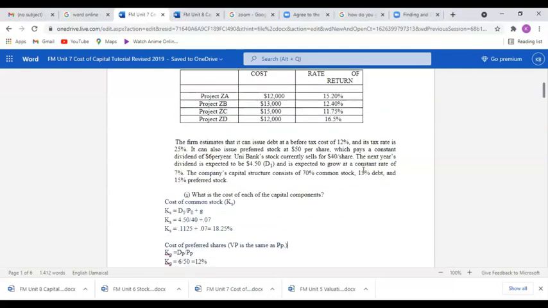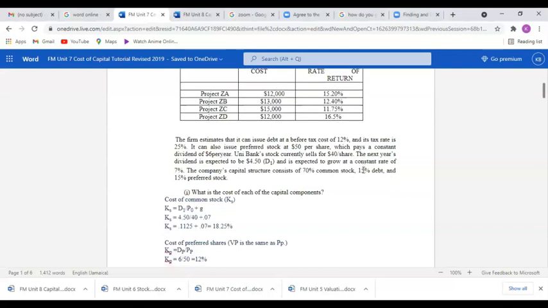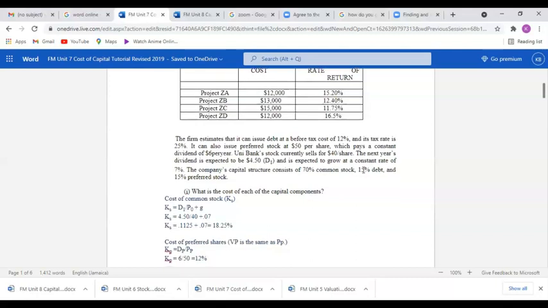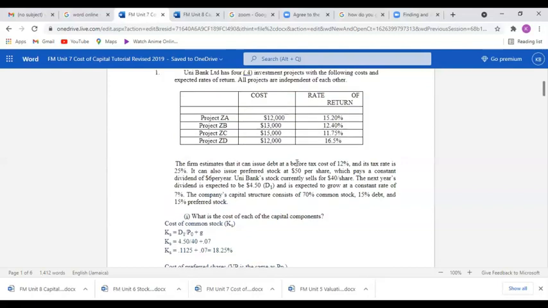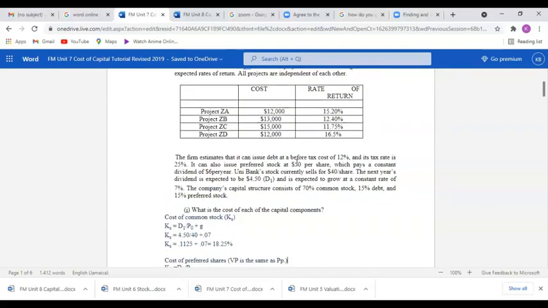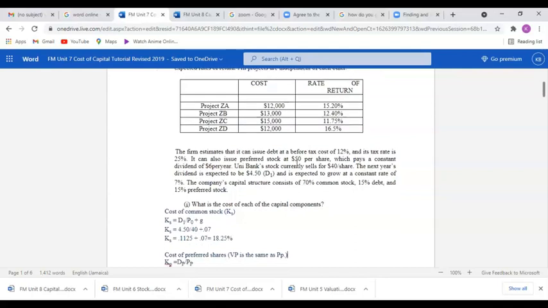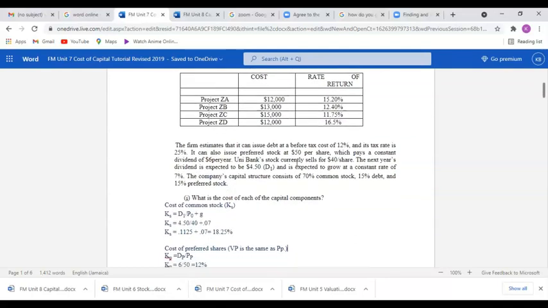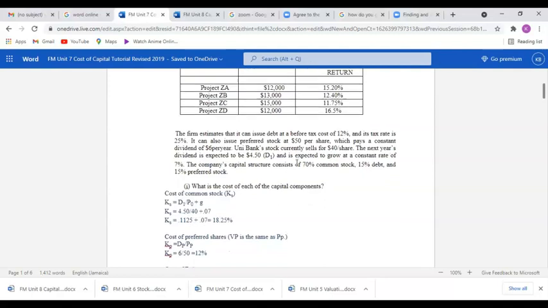The firm estimates that it can issue debt at a before tax cost of 12%, and its tax rate is 25%. It can also issue preferred stock at $50 per share, which pays a constant dividend of $6 per year. Unibank stock currently sells for $40 per share. The next year's dividend is expected to be $4.50 and is expected to grow at a constant rate of 7%. The company's capital structure consists of 70% common stock, 15% debt, and 15% preferred stock. I'll now hand over to Kirk.